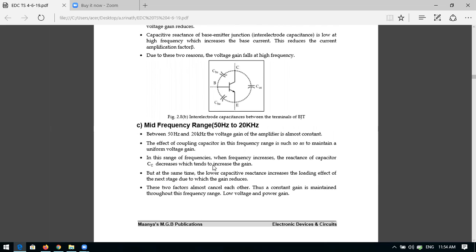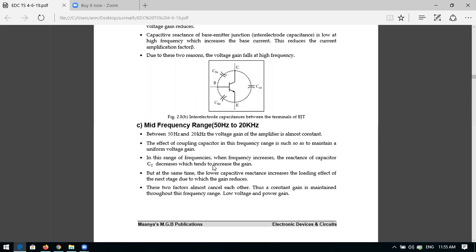Okay. So what will happen in the mid frequency range? The range is 50 Hz to 20 kHz. When the frequency increases, capacitive reactance will decrease in the first case. In the second case, when the frequency decreases, capacitive reactance will increase. So Xc increases at one end and Xc decreases at the other, and they will almost cancel each other. Is it clear or not?